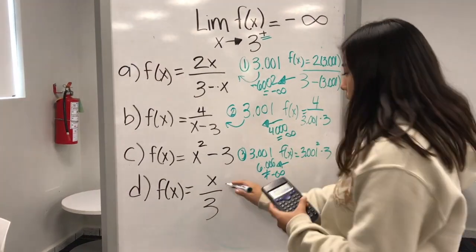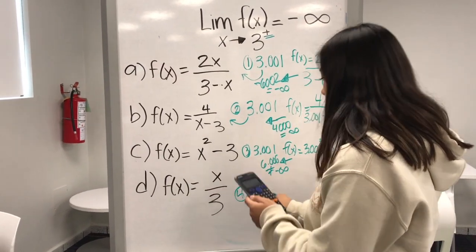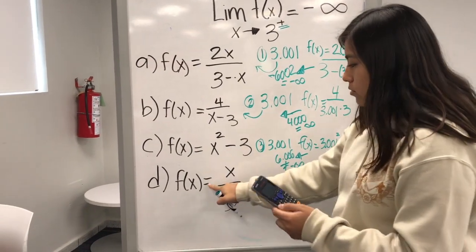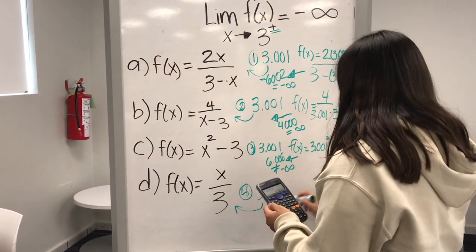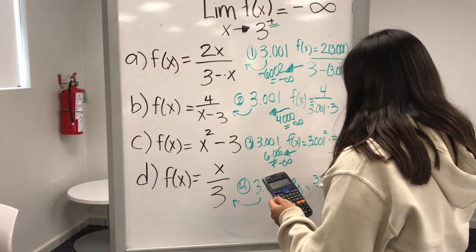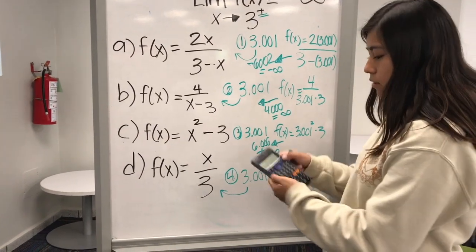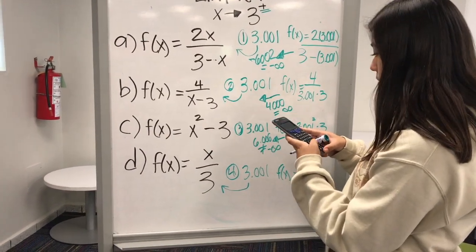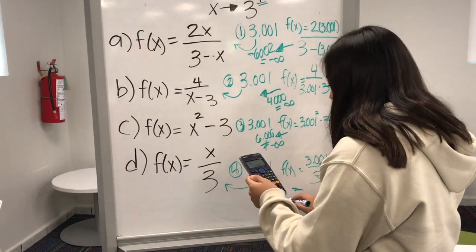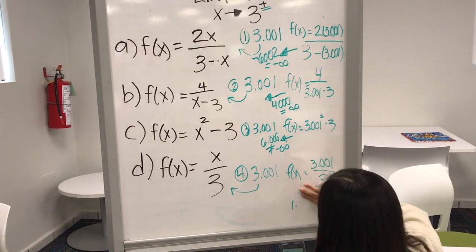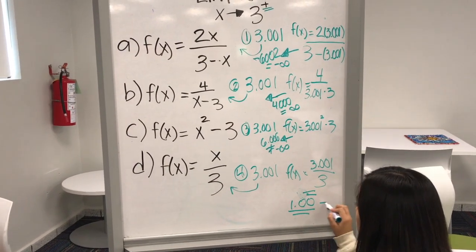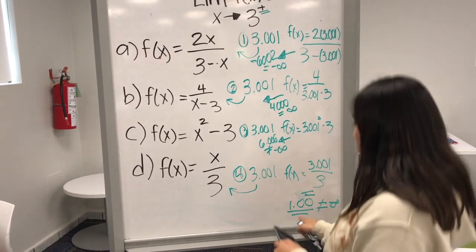Moving on to the last function, which is f of x equals x over 3. We're going to plug in the 3.001 in the x because we know that x is approaching 3 from the right, which is the positive side. So f of x is equal to 3.001 over 3. The answer is 1.00, which is not equal to negative infinity. So we now know that the correct answer is A, which is f of x equals 2x over 3 minus x.